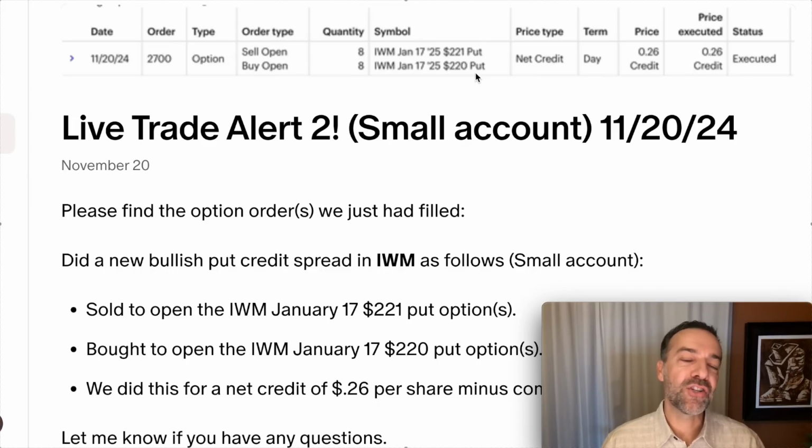Instead of selling a cash secured put option or a naked put option, why not consider doing bullish put credit spreads? Here you see I'm doing that in my small option trading account. This is a small account. It has less than $50,000 in it. It's one that I share with my patrons. And here you see I did that. I sold the 221 put option and I bought the 220 put option for protection. So my max loss is that $1 per share minus the 26 cents per share that I got for selling the spread.